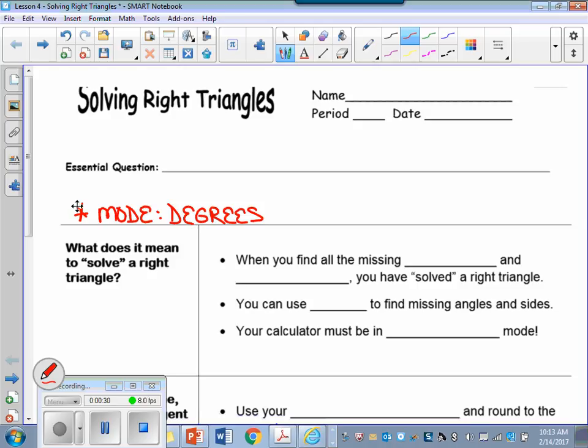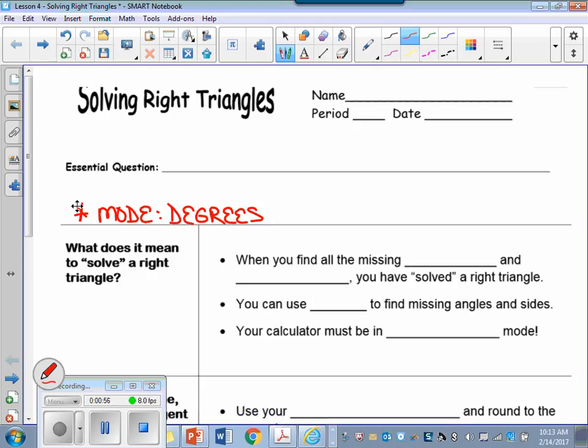The mode button is directly to the right of the second key. On my calculator, the second key is blue. Press mode, arrow down, and you will see, for me, it's the third row. The first word is radian, and that's what's highlighted. The second word is degree. Arrow over to degree and press enter, so the degree is highlighted. Okay. Then press second mode to quit out of this function.